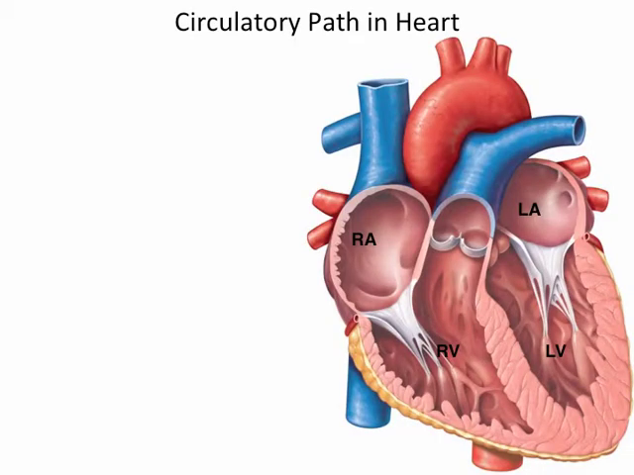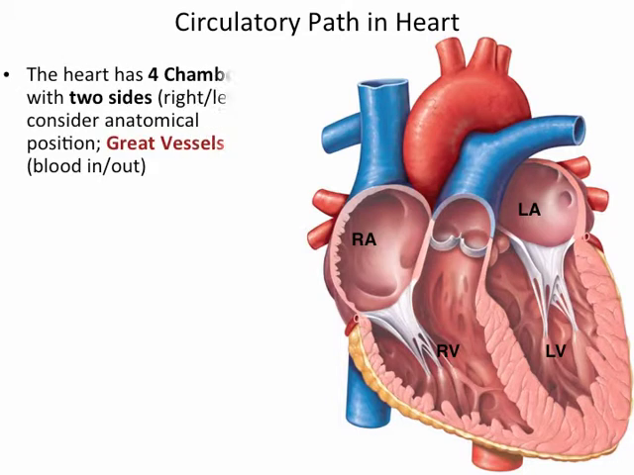So if you take a heart and do a coronal section through it and look inside, you see there are 4 chambers, and I've listed the RA, LA, RV, and LV. The RA is the right atrium, the LA is the left atrium, the RV is the right ventricle, and the LV is the left ventricle. In other words, there are 4 chambers, 2 atria and 2 ventricles.